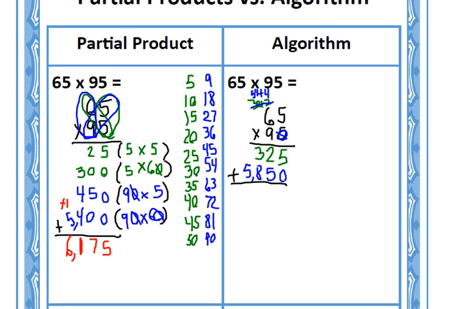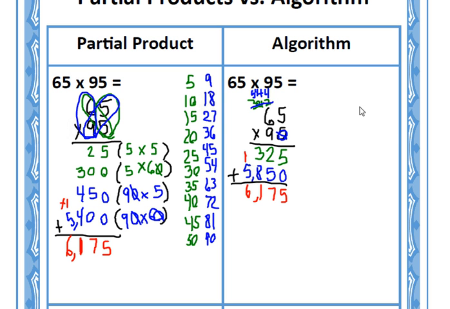So now we have to add. We have 5, 7, 11. Okay, the 1 goes to the thousands place because we have 11 hundreds. 6. So 6,175. So no matter how we did it, we ended up with the same thing.